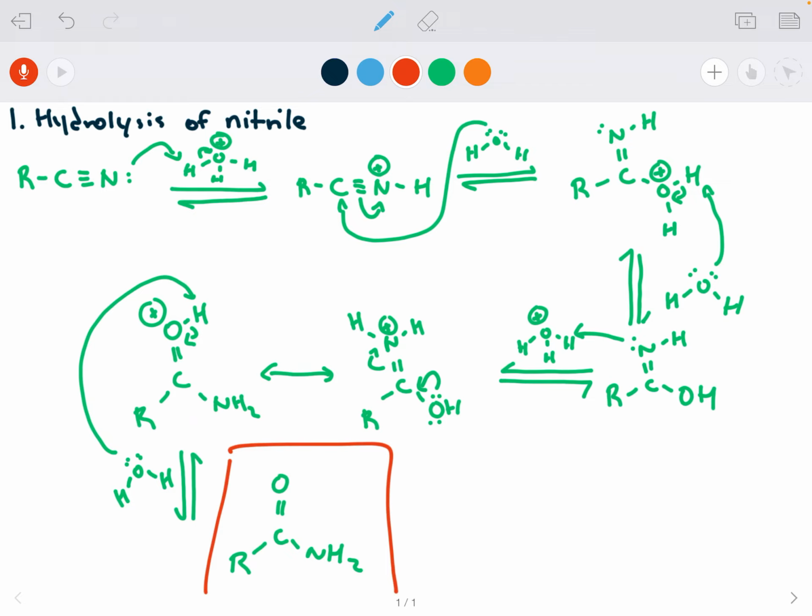So there's going to be another reaction that I'll show you after the base catalyzed mechanism where we go from the amide into the carboxylic acid. So what the hydrolysis of the nitrile does is it gets you to the amide, and then from the amide you get to the carboxylic acid. All right, now the base catalyzed mechanism.